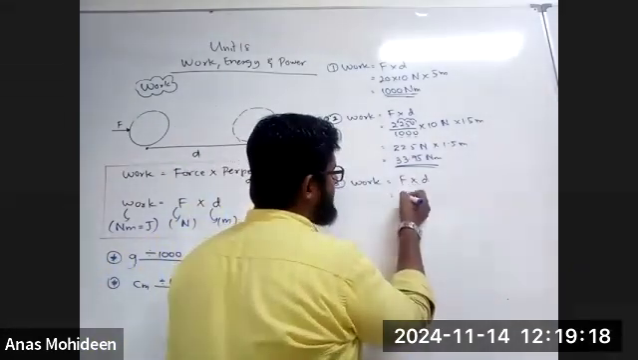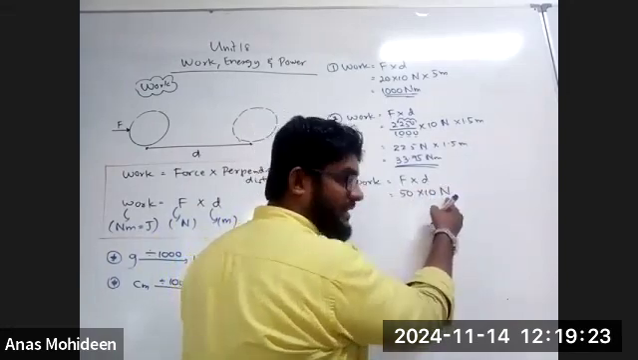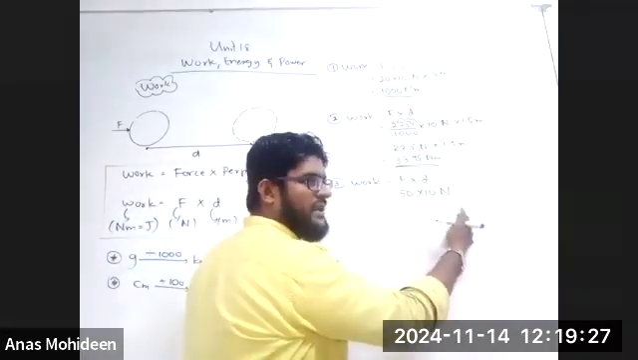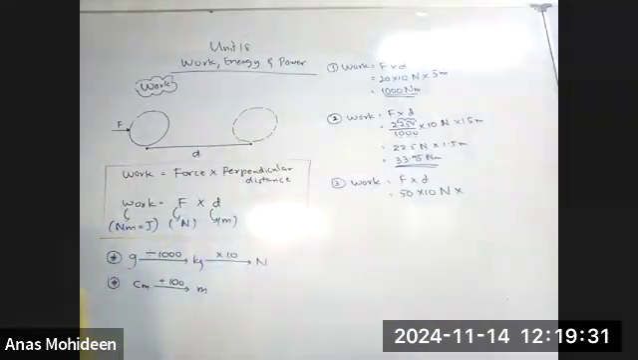Suppose 50 kilograms. Kilograms means I multiply by 10 to make it newtons. I have to write the unit as well. Don't just write only the numerical value. Write the unit: 50 into 10 newtons. And then what is the height? 6 meters.